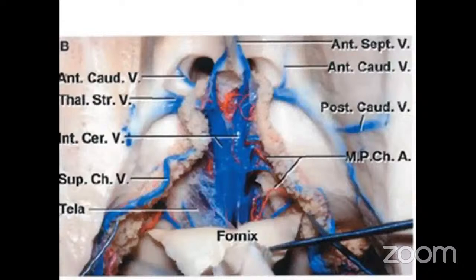In this diagram, the fornix has been folded backward to expose the tela choroidea. We can see the tela choroidea and the internal cerebral veins in the roof of the third ventricle. We can also see the anterior septal veins medially, the anterior caudate vein laterally, the thalamo-striate vein, and the posterior caudate vein.